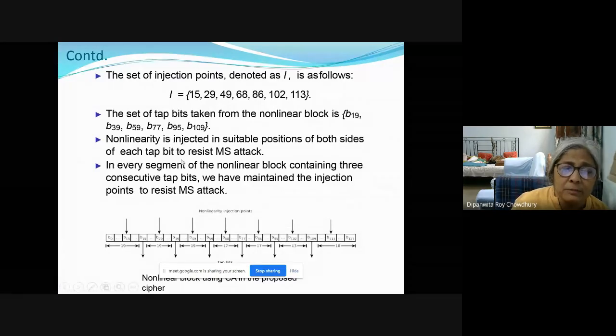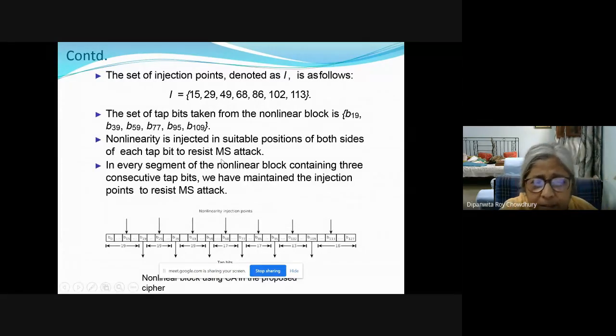So what we have done: when we are talking about the secure design, particularly when you are using cellular automata, then obviously there is rule 30, and rule 30 is non-linear, as Wolfram proposed. Initially many people, we also, tried to use rule 30, and then we found that since rule 30 is attacked, this is not a good choice. So when we injected this non-linearity, at that time we also considered the MS attack.